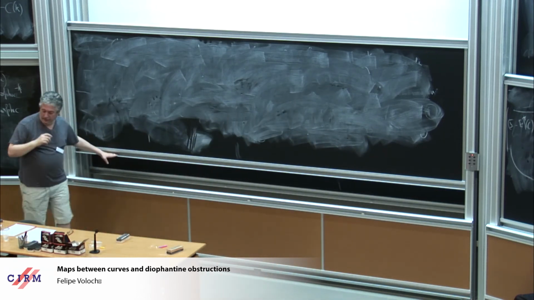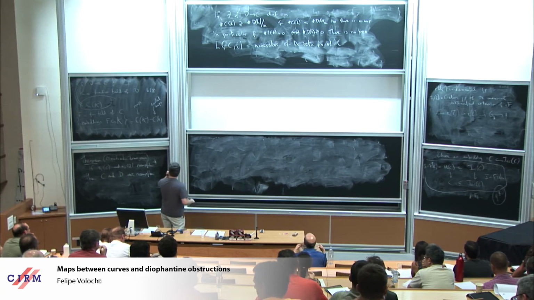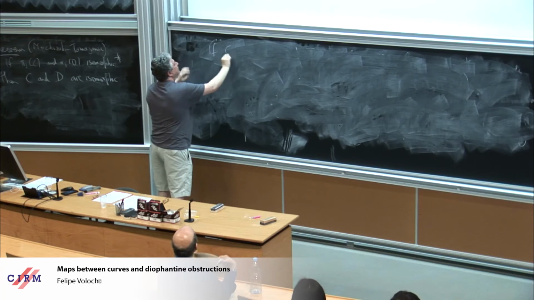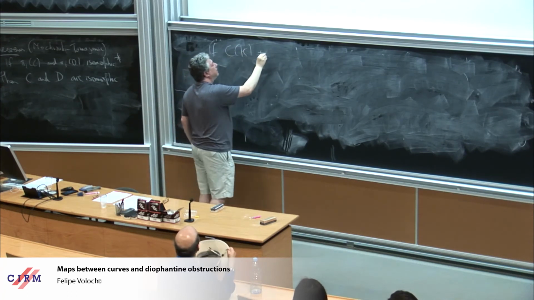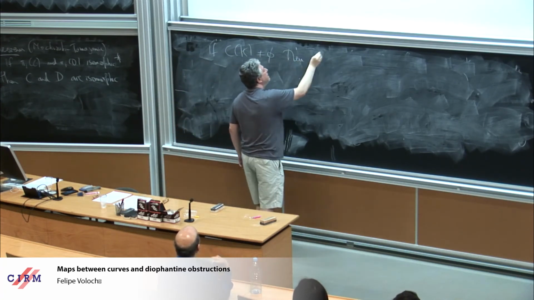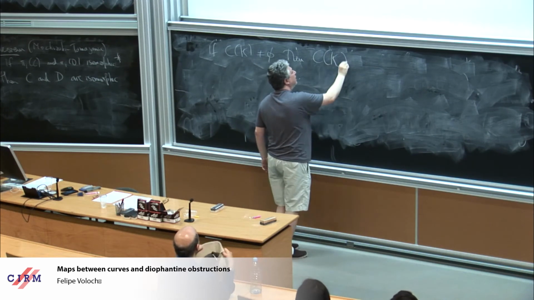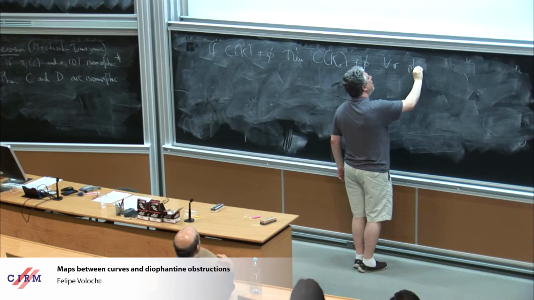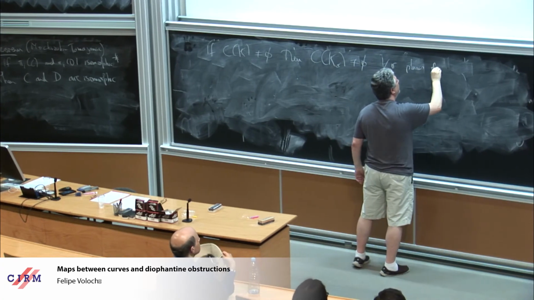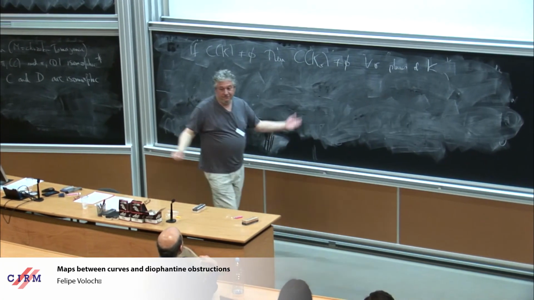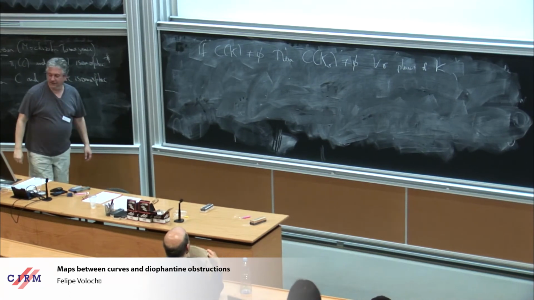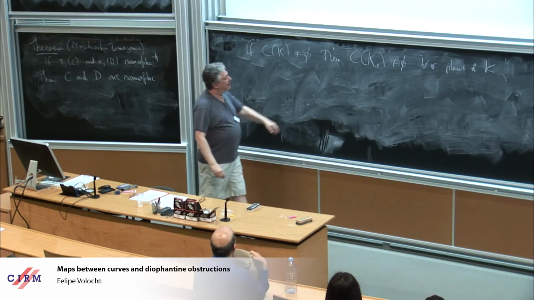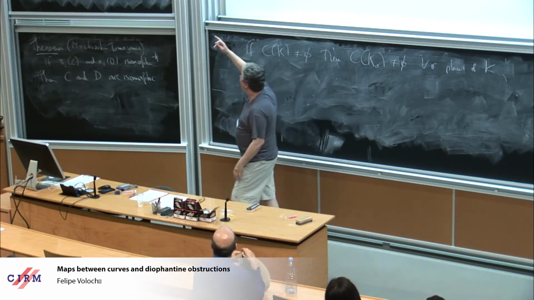Let's talk a little bit about the Hasse principle. So what is the Hasse principle in this situation? If C of capital K is not empty, then C of capital K_v is not empty for all places v of K. So we know that that's a true fact. What does that mean? Well, K_v is the function field of the curve D.